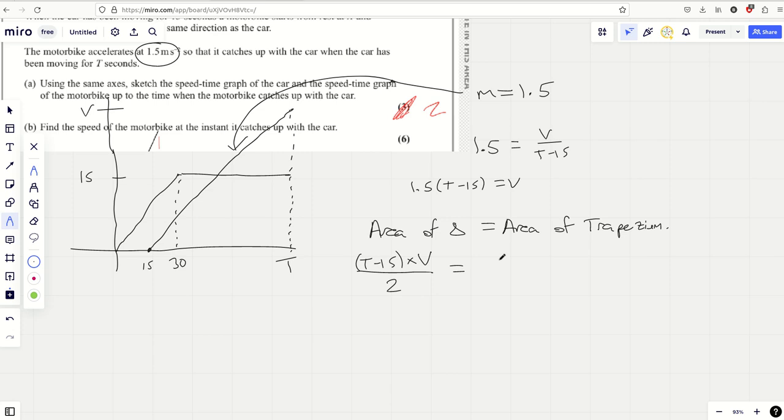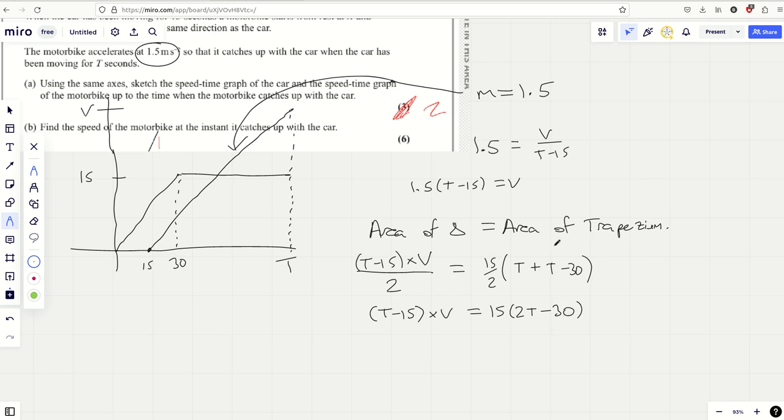Okay, so area of the trapezium, I'm going to do the height, which is 15 over 2, and then I'm going to do this distance, which is t, plus this distance, which is t minus 30. Okay, so I've got two equations and two unknowns essentially, and I've just got to solve them. So let's solve them. I'm going to double both sides to get rid of the 2's, and I'm going to keep this as t minus 15 times v, and then this is going to be 15 times 2t minus 30.